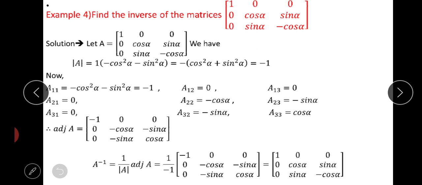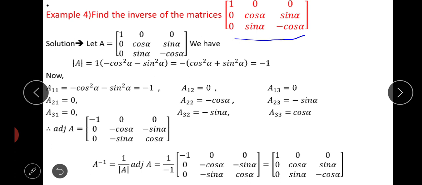Find the inverse of the matrix [1 0 0; 0 cos alpha sin alpha; 0 sin alpha cos alpha]. To find the inverse, we know that A inverse is 1 divided by determinant of A into adjoint of A. First of all you have to find the determinant of A, then you have to find the adjoint of A. First find the determinant of A for the given matrix.